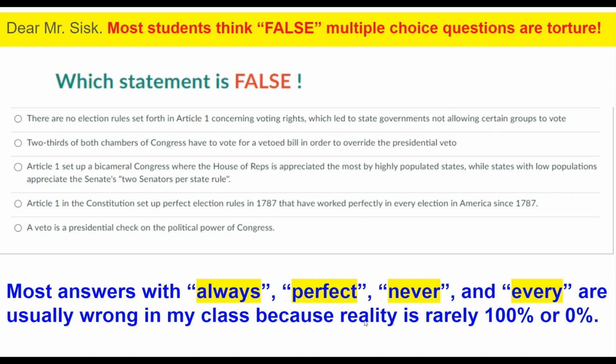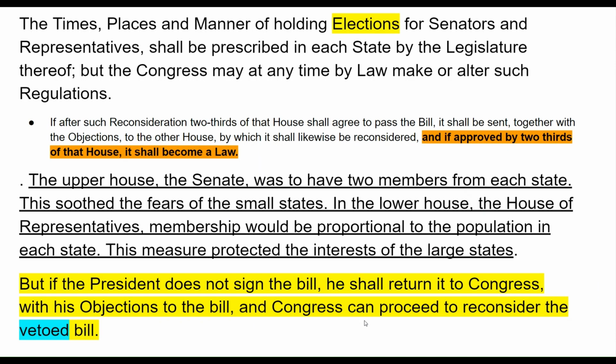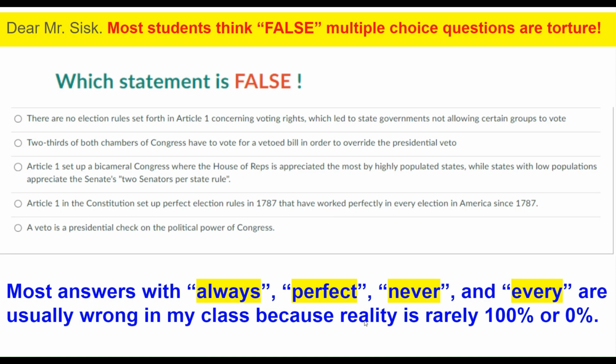And let's go to the very last one. Skip the fourth one. A veto is a presidential check on the political power of Congress. And if we go down to the very bottom, it shows how Congress can get a law vetoed by the president. Okay. So now let's go to the fourth one.